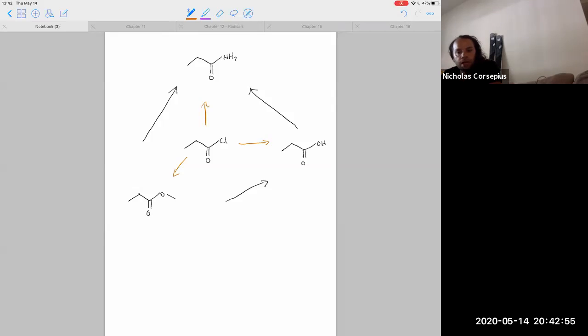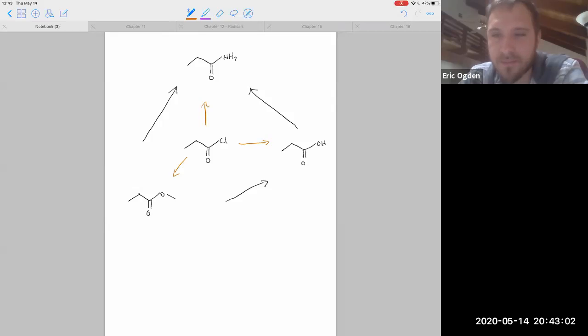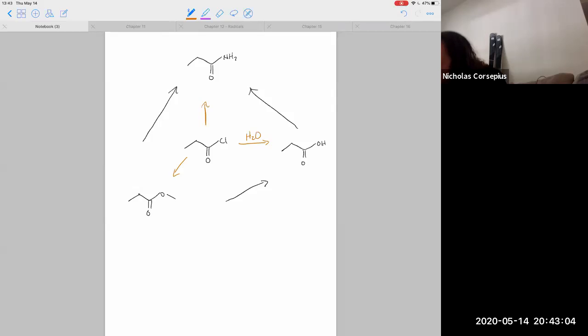How do we get from an acyl chloride to a carboxylic acid? Water and an acid? Yeah, I mean, you only need water, right? So the acyl chlorides are the most reactive. You really can just, uncatalyzed, go from one to the other, or from an acyl chloride to any of these other things, right? So absolutely, water is the key there. That's what I need to react with my electrophilic carbonyl carbon to get that OH group.